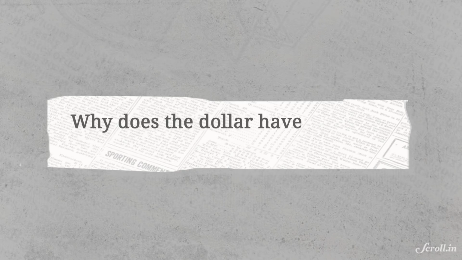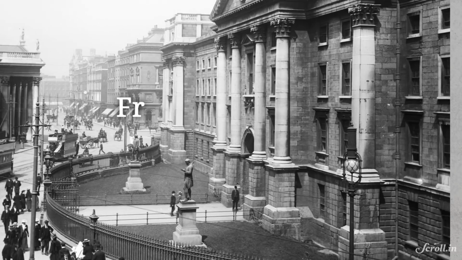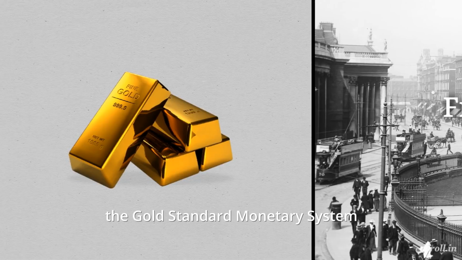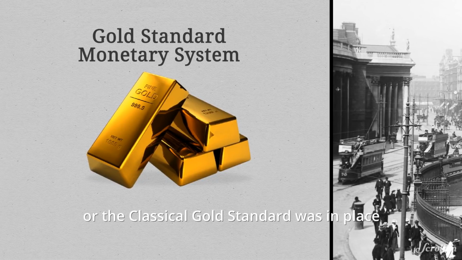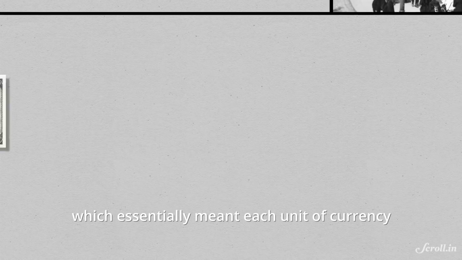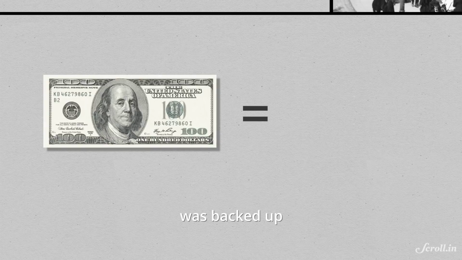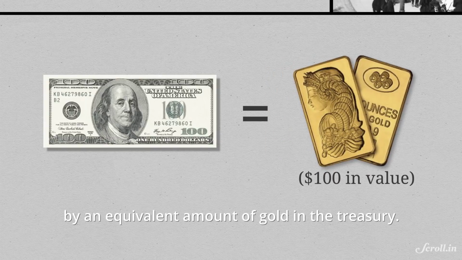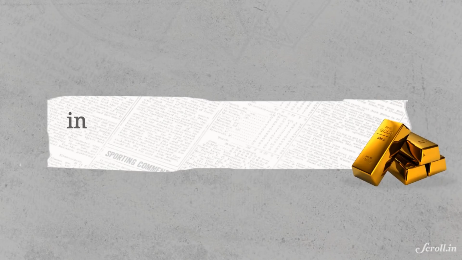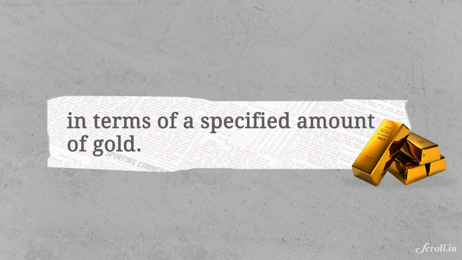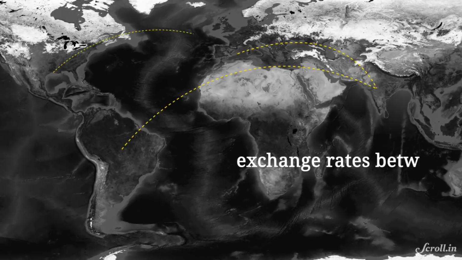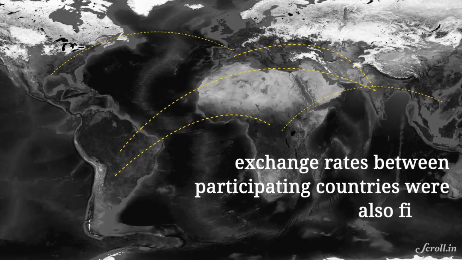Now, why is the exchange rate for rupee determined against the dollar? Or why does the dollar have primacy in exchange rates? From late 1870s to 1914, when the First World War began, the gold standard monetary system, or the classical gold standard, was in place, which essentially meant each unit of currency was backed up by an equivalent amount of gold in the treasury. All countries fixed the value of their currencies in terms of a specified amount of gold. As each currency was fixed in terms of gold, exchange rates between participating currencies were also fixed.